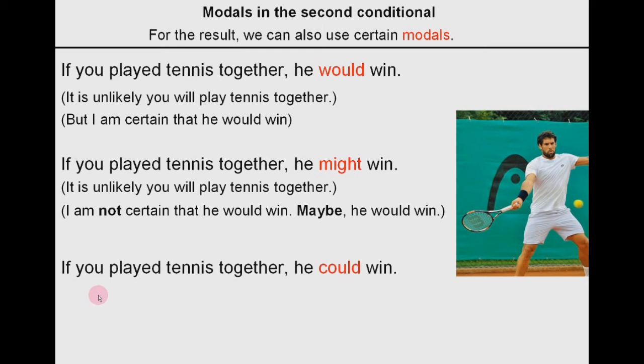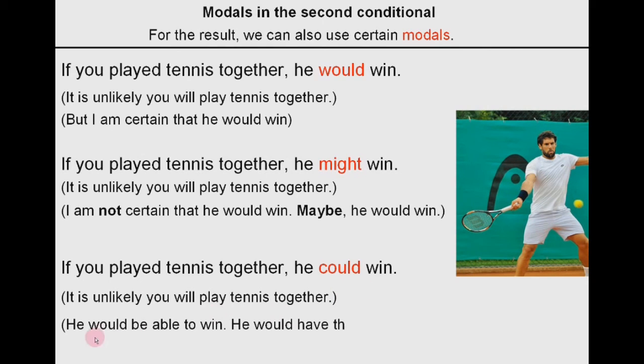Finally, if you played tennis together, he could win. Again, it is the second conditional, so it is an unreal situation. It is unlikely that you will play tennis together. But he would be able to win. He would have the ability to win. It's possible. So he could, it means he would be able to. He would have the ability. Okay? So these are the three common modals that we use in the second conditional.